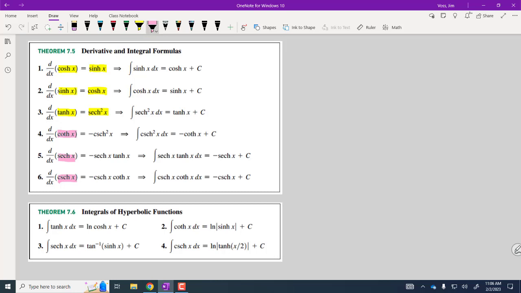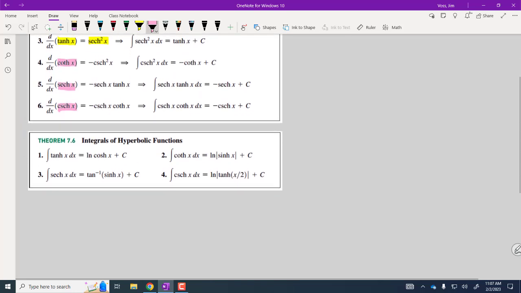OK, so basic derivatives and integrals. Down here, the two that are going to be important are these two, and these two we will not look at. Those two antiderivatives are crazy. These ones, we're going to come up with very simple ways to look at those.